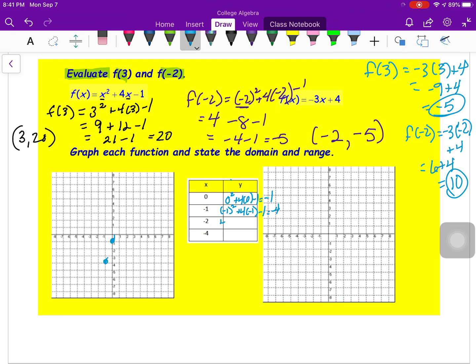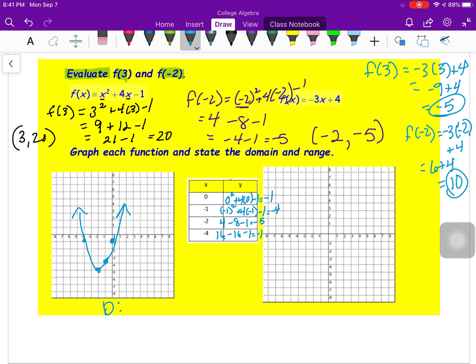I'm going to put negative 2 in there. Negative 2 squared is 4. 4 times negative 2 is minus 8, minus 1. That is negative 5. Negative 2, negative 5. When I put 4 in there, negative 4 squared is 16, plus 4 times negative 4 is minus 16, minus 1 is negative 1. Negative 4, negative 1. And I get this graph.